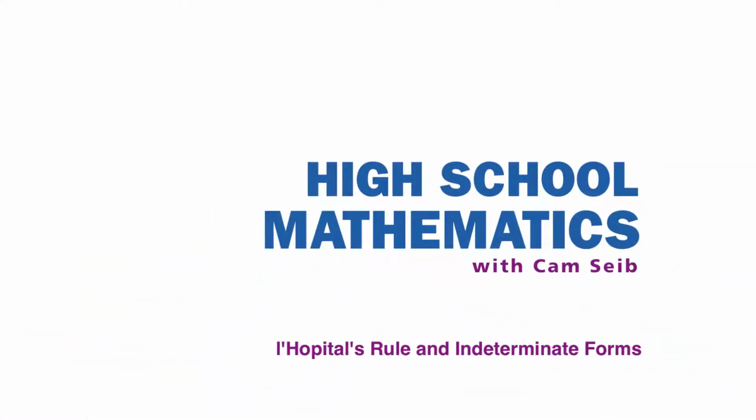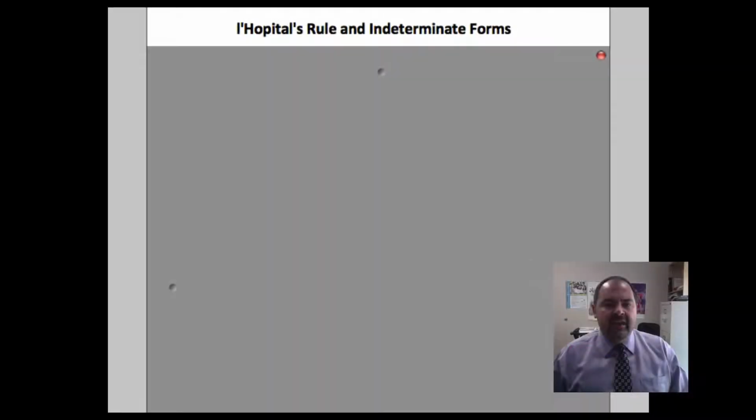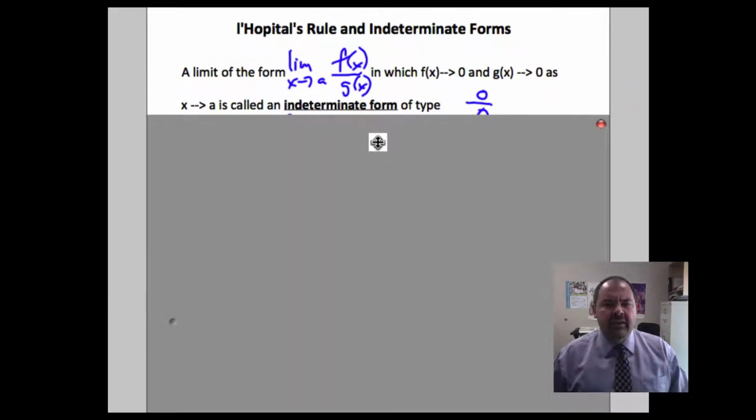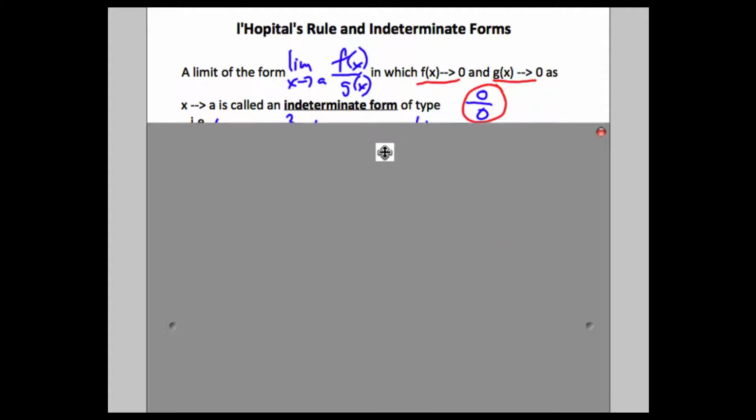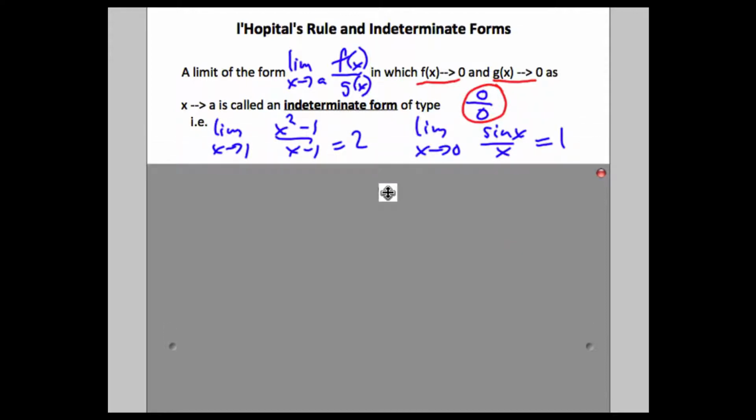We're going to return to looking at limits today, and specifically when a limit has what we call an indeterminate form. If I have a limit of the form f of x over g of x, and f and g both approach 0, we call that an indeterminate form because knowing that the top and the bottom both go to 0 doesn't allow us to evaluate the limit. Some examples of that we've seen in the past.